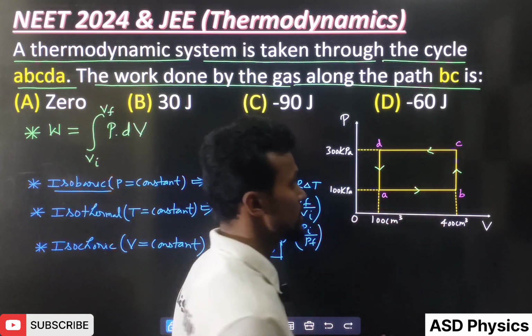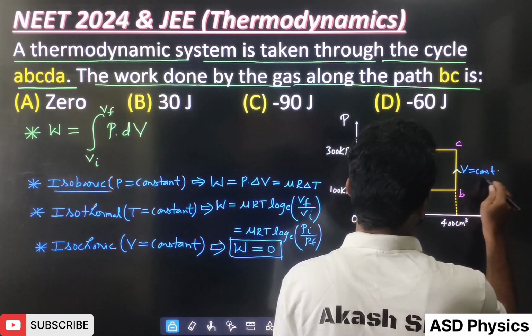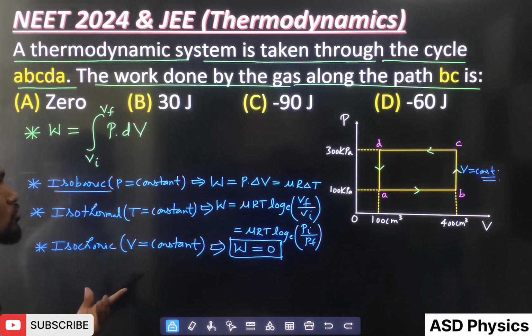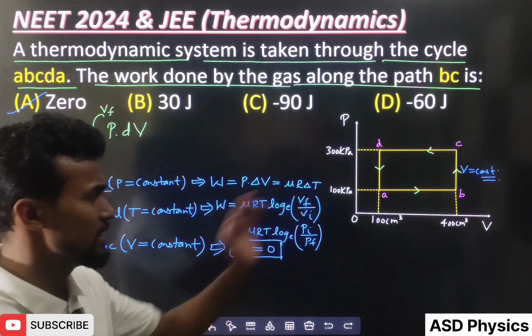If we talk about here B to C, what is happening here? Volume is constant. So when the volume is constant, what will happen? This is which process? Isochoric process. And what is the answer? Answer will be 0. Definitely, easy question.